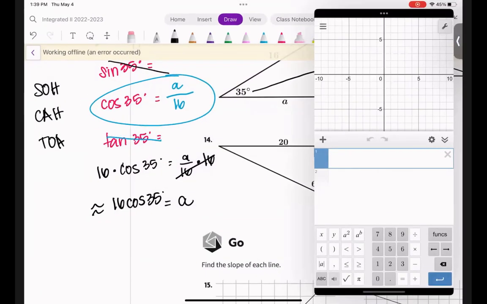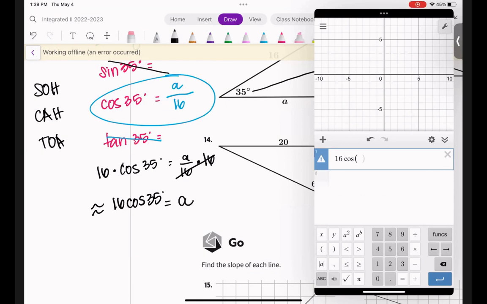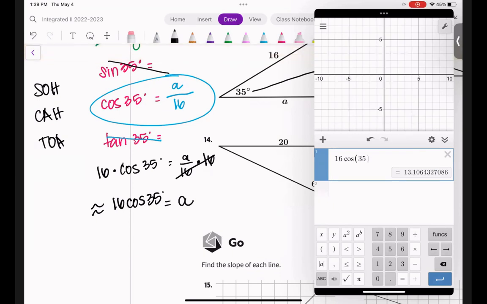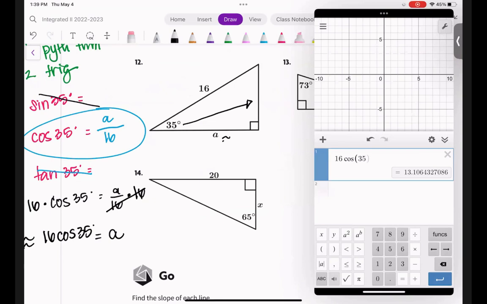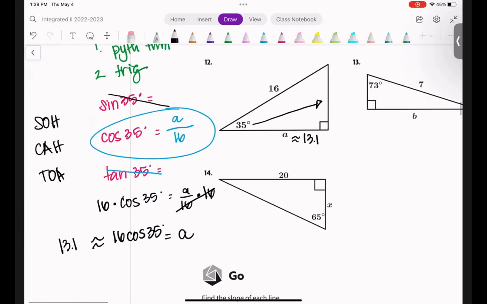All right, here we go. So I'm going to hit 16 cosine 35 degrees. Miss Johnson, don't forget to check if you're in degree mode. Oh no, I wasn't. Okay, so it's 13.1. Then I like to put 13.1 right here and see if that makes sense in that triangle. Doesn't it make sense that the hypotenuse could be 16 and one of the legs could be 13.1? Everyone's like, yeah, Miss Johnson, that makes sense.